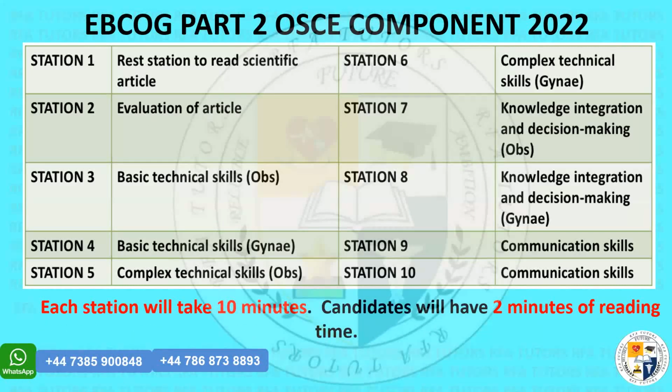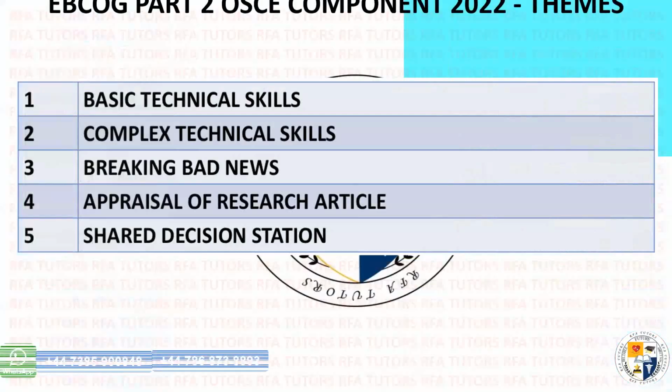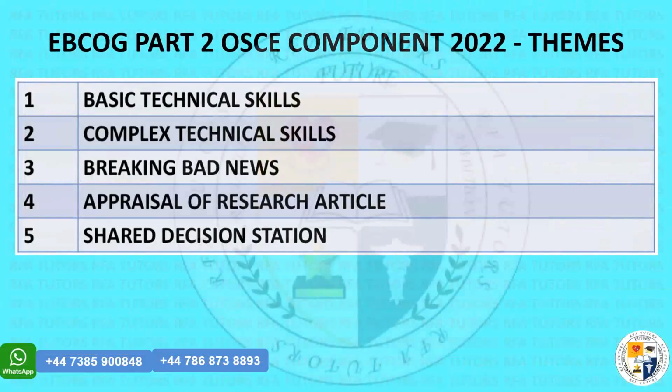As Chin has described to all of you, we have 10 minutes for each station, and we have 2 minutes of reading time to get prepared and organize ourselves to speak. So there are the basic technical skills, the complex technical skills, the breaking bad news, and the appraisal of the research article, which students are so scared of, and Chin is a master in. His slides and algorithms are going to be sufficient. He will give you just the lines which you have to cram for any research article, and you just need to present that and put in certain paragraphs from that article.